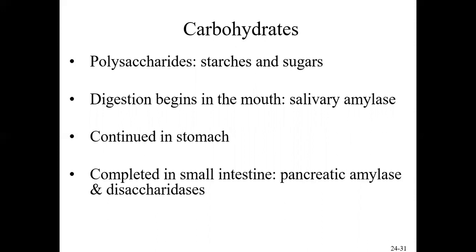We digest those beginning with the mouth, because we have that enzyme we mentioned just a minute or so ago called salivary amylase, and that's produced by the mouth and actually helps to start the process of digestion. Then the digestion of carbohydrates continues in the stomach, and then it is finished in the small intestines because of the pancreatic enzyme, pancreatic amylase, and then some of those disaccharidases that we mentioned earlier.